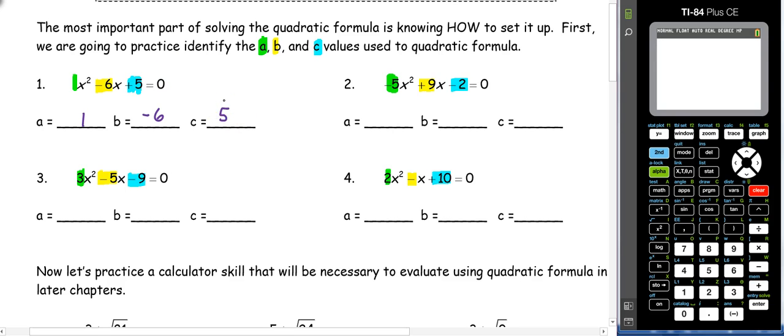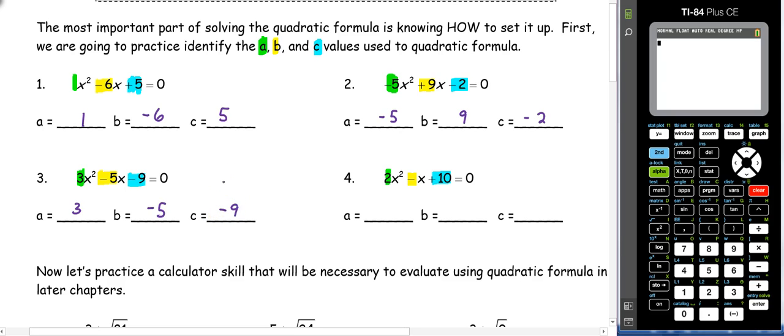In number 2, the a value is what's in front of the x squared, so negative 5. The b value is what's in front of the x, 9. And the c value is by itself, negative 2. In 3, the a value is 3. The b value is in front of the x, so negative 5. And the c value is by itself, negative 9.